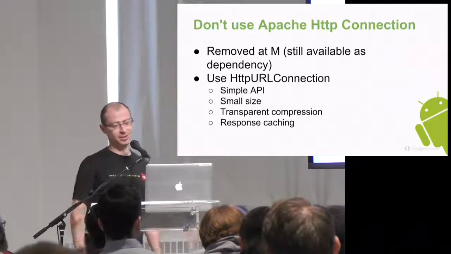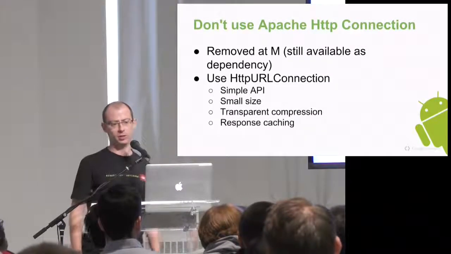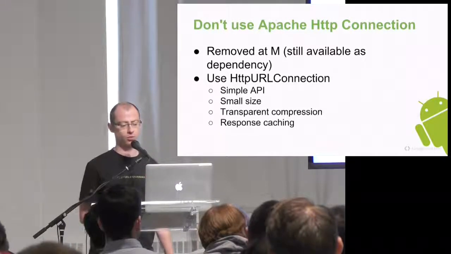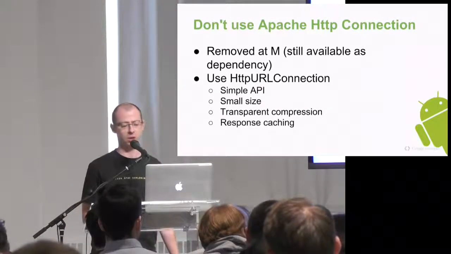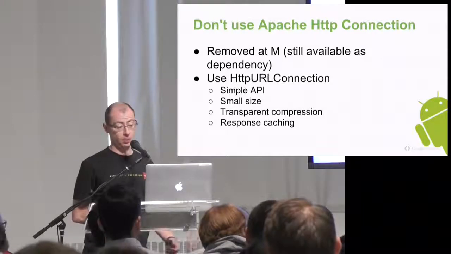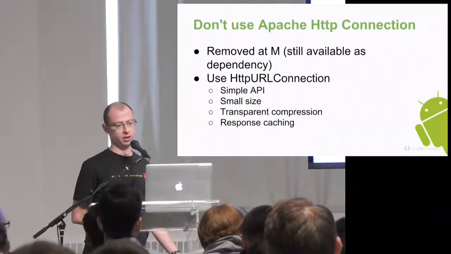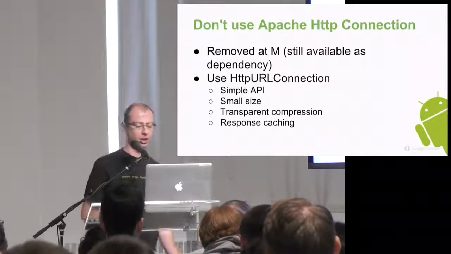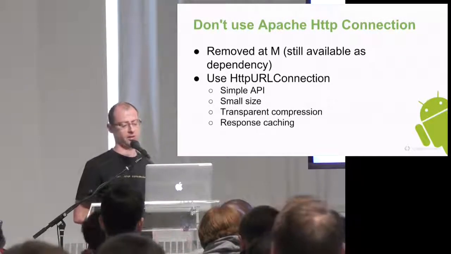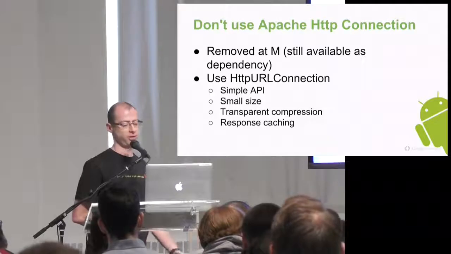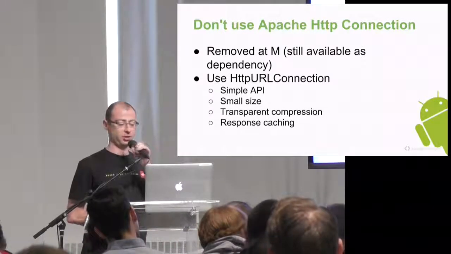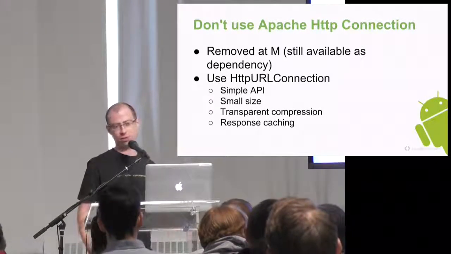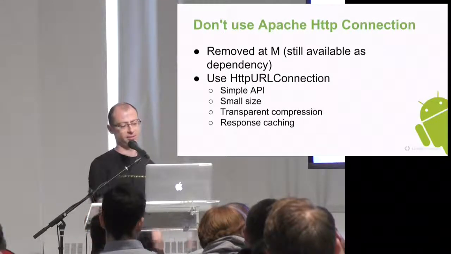And as a latest and greatest example, if you guys don't know, we removed the Apache HTTP connection. By the way, it's still available as a Gradle dependency. Please use HttpURLConnection. It has a simpler API, smaller size, transparent compression, better response caching, and other cool things.